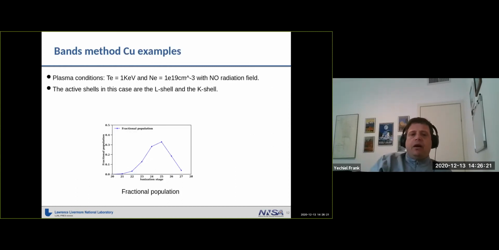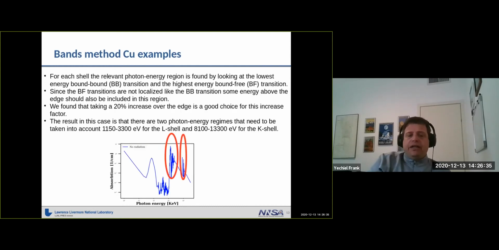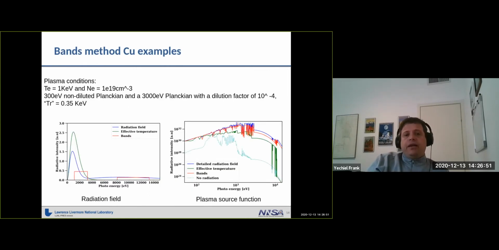And I'll just show one example. Let's say we take a copper plasma at a temperature of 1 kilovolt and a given electron density, and we calculate it with no radiation field. We get an ionization distribution of some sort, and we calculate the opacity, emissivity, the radiative properties of this plasma. We get two bands, in this case the L shell and the K shell for copper, which are generally presented here. And then we say, okay, what would happen with a more general radiation field?